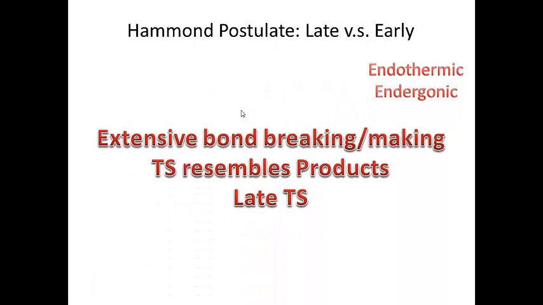right? So the Hammond postulate says we can take away from that that for an endothermic reaction, there's extensive bond breaking and making in the transition state. And since the transition state is closer in energy to the product, it resembles the products. And we call this a late transition state, right? So for an endothermic reaction, there's a late transition state.